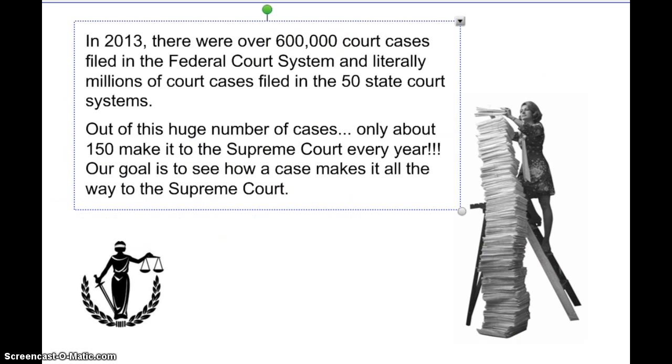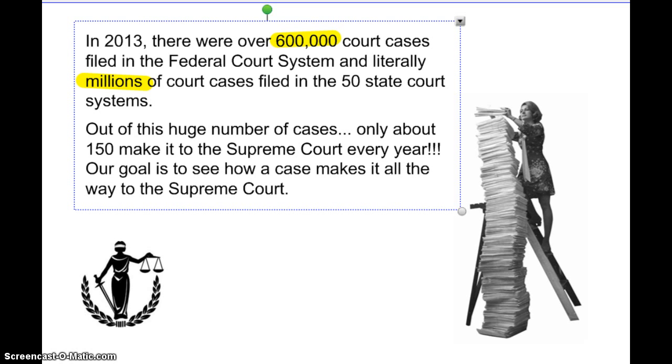In 2013, there were over 600,000 court cases filed in the federal court system, and literally millions of court cases filed in the 50 state court systems. We have a very litigious society. Lots of people going to court, lots of the time. So think of this huge number of cases, millions and millions of cases.